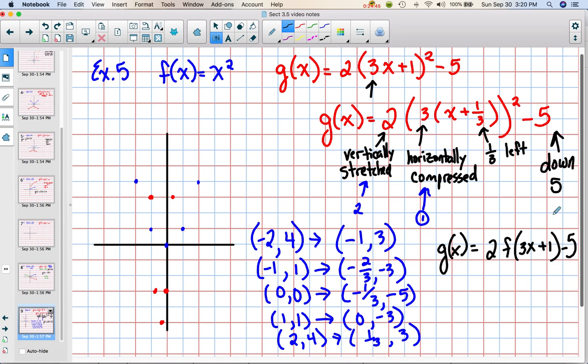But notice what we did first. We did factor that 3 out, and that was kind of a trick. It's kind of messy if you don't do that first. So you really do want to do that step first, because it will make your life a little easier.